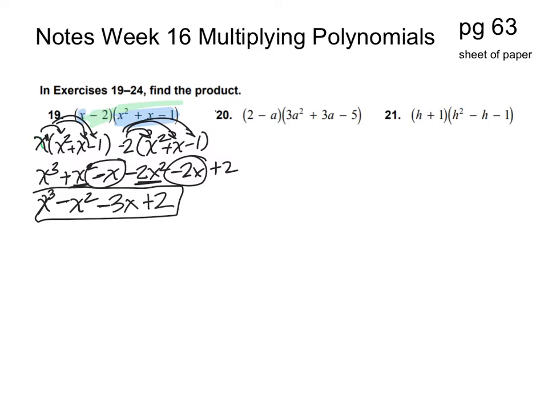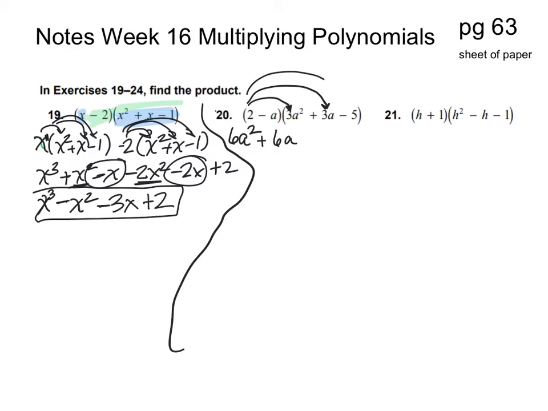The second way is sort of like the whole FOIL method, except I'm not really doing FOIL. I'm just showing that I'm distributing. So you're welcome to do this way as well. Pick whichever way you like best, and just make sure to show your work. 2 times 3a squared is 6a squared. 2 times 3a is 6a. 2 times negative 5 is negative 10.